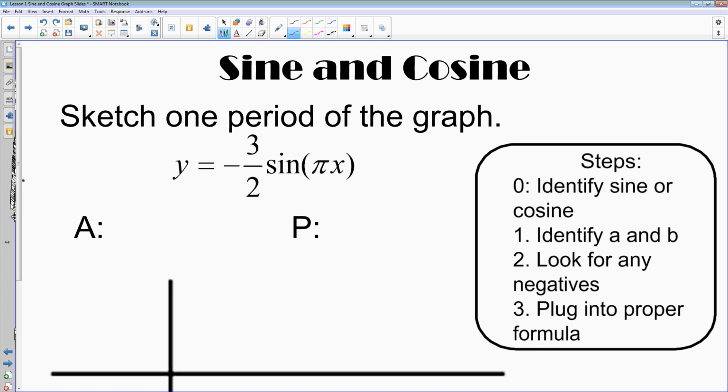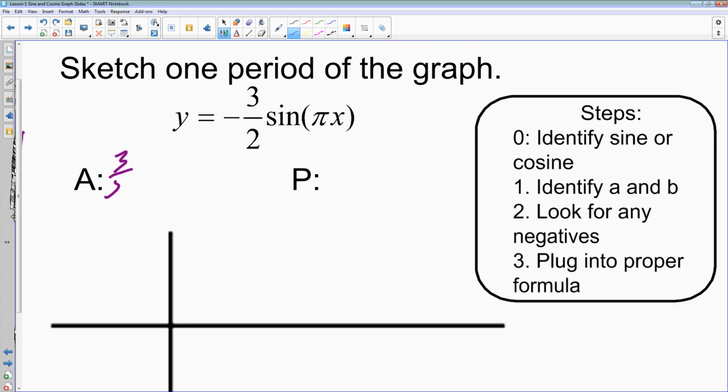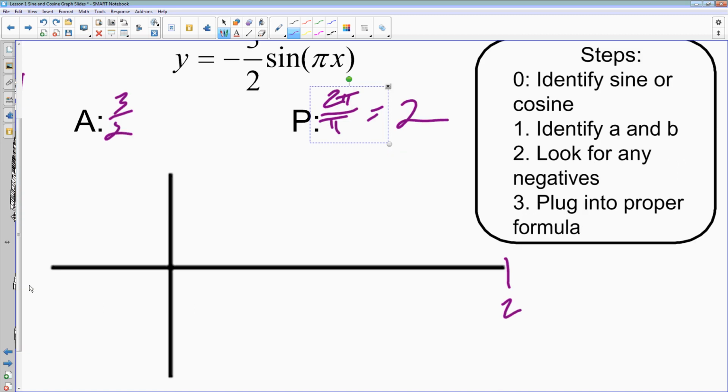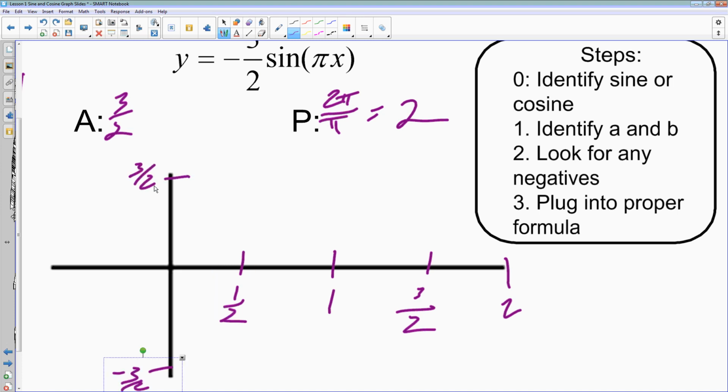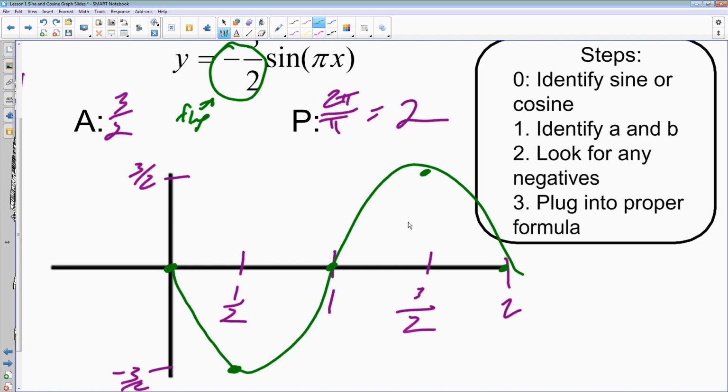And then the last one on the notes here, my amplitude is 3/2, and my period is going to be 2 pi divided by pi. That gets me 2. So 2 goes here, then 1 is in between, 1/2 and 3/2, and then -3/2 and +3/2. It's a sine graph, but it is negative, so we know we're going to flip. All right, so we'll still start at 0, but instead of going up, we're going to go down to that -3/2, up to 0, up to 3/2, down to 0. So there is the graph of sine, and that is how you graph sine and cosine functions.